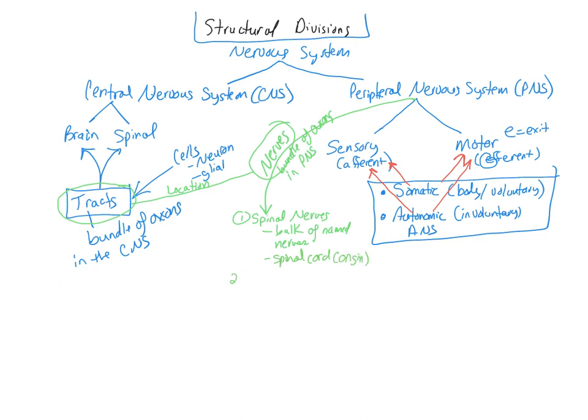Cranial nerves, their origin is off of the brain, and we have 12 of them, and we will eventually talk about them. So you've got central nervous system contrasted with peripheral nervous system. You have nerves contrasted with tracts. In the peripheral nervous system, we can talk about the sensory division or the motor division. We can also talk about it in terms of somatic nerves versus autonomic nerves.